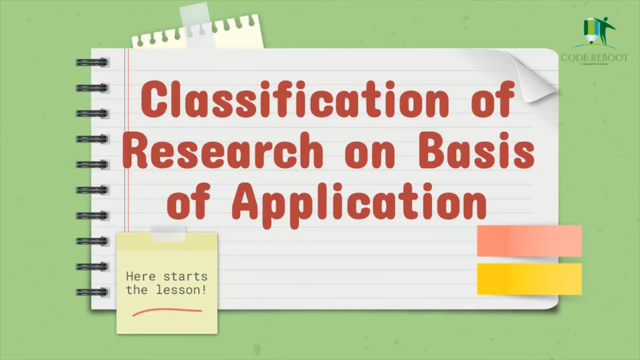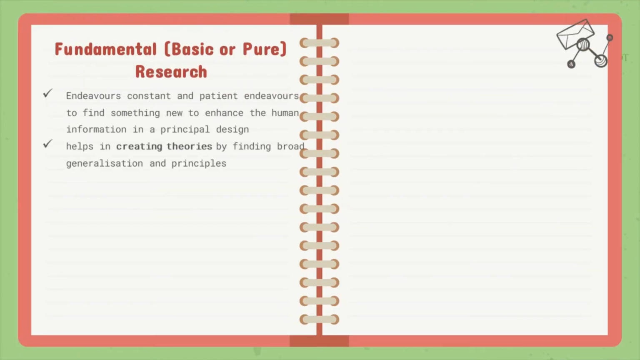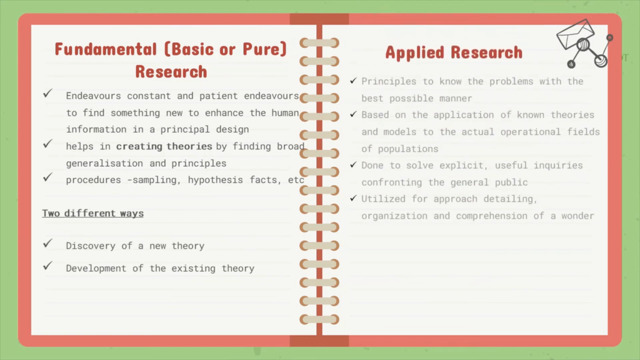So the next method of classifying research is based on applications. Here we have two methods. The first one is fundamental research, or pure research. The second one is applied research. Fundamental research is basically based on data provided from a new theory or from an existing theory. So here the data will help in creating our theories. Here we follow the procedures of sampling, hypothesis and fact.